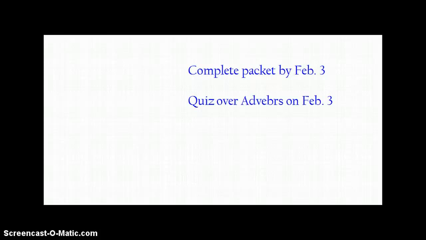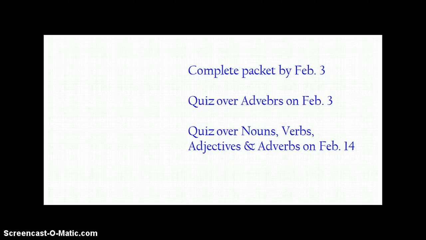Now, at this point, we'll have covered the first 4 parts of speech. There will be a quiz over all 4 on Valentine's Day, February 14th. I'm giving you the quiz on Valentine's Day because I love you. So you're going to have a quiz over nouns, verbs, adjectives, and adverbs on February 14th. There will be a review, and there will be a packet and a video given to you before then. So after we do adverbs, get ready because you're going to have to remember all of them.